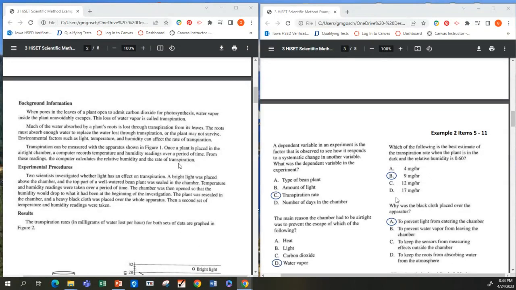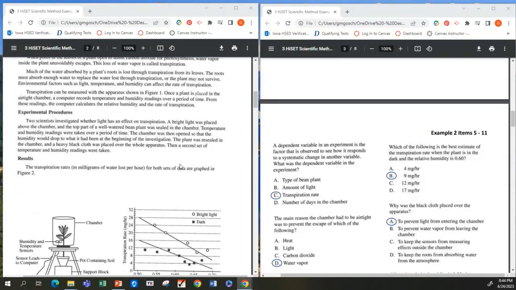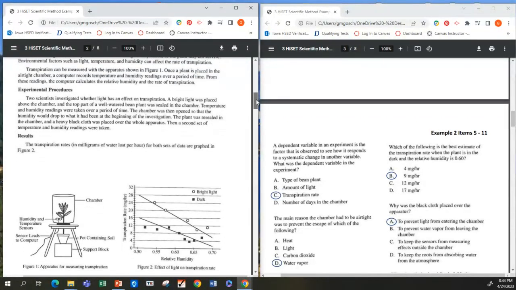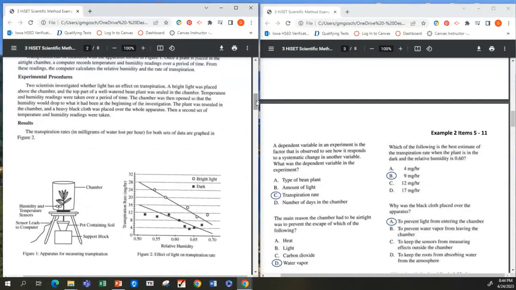Okay, so transpiration can be measured with an apparatus shown in figure 1. I want to make room for that. Once a plant is placed in the airtight chamber, a computer records temperature and humidity readings over a period of time. From these readings, the computer calculates the relative humidity and the rate of transpiration. Now remember, that rate of transpiration is the rate that the plant loses moisture through its leaves.